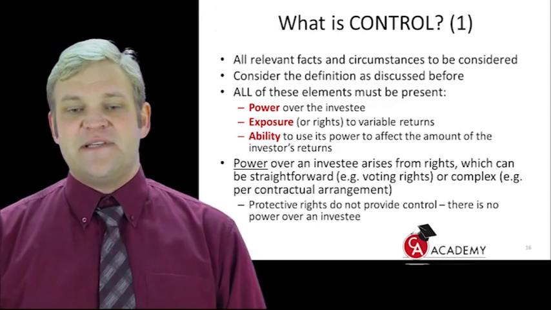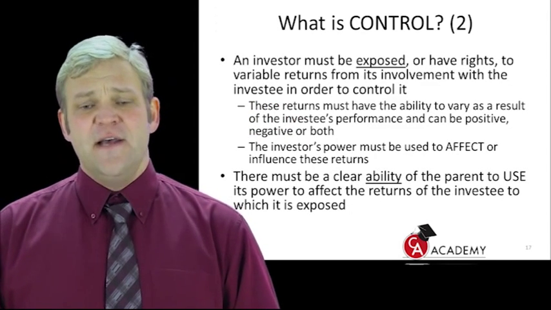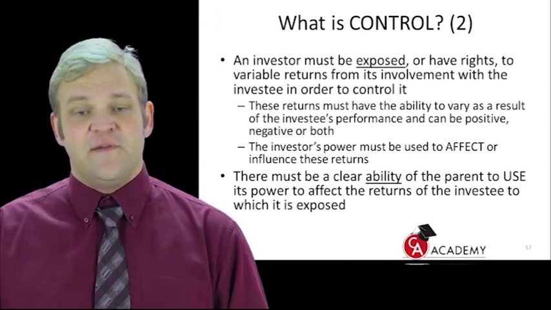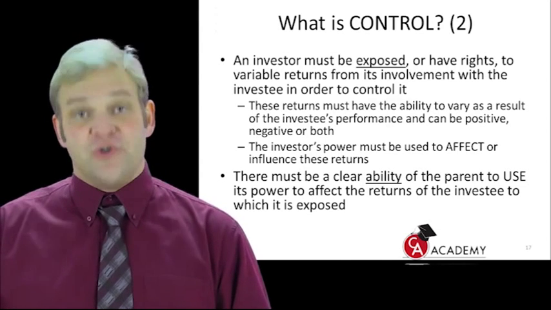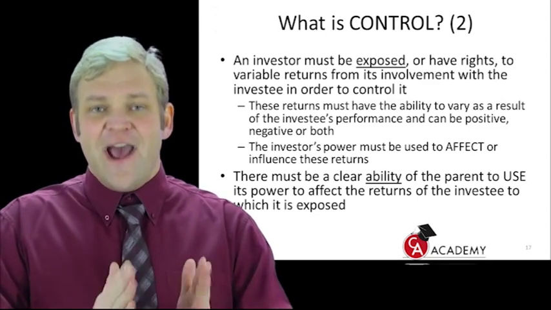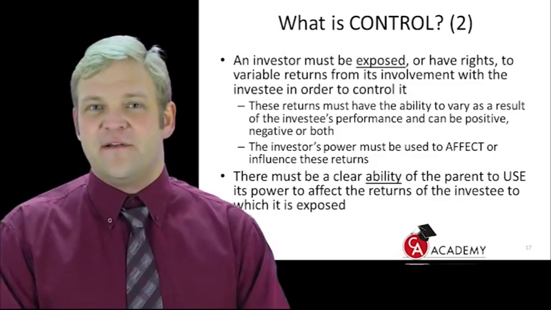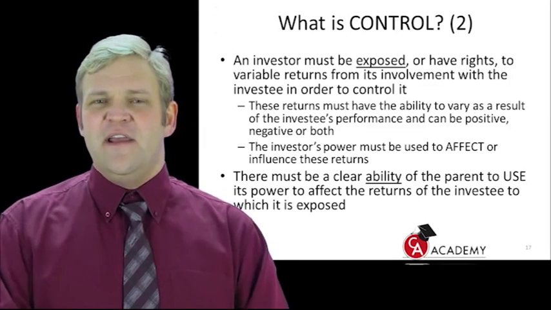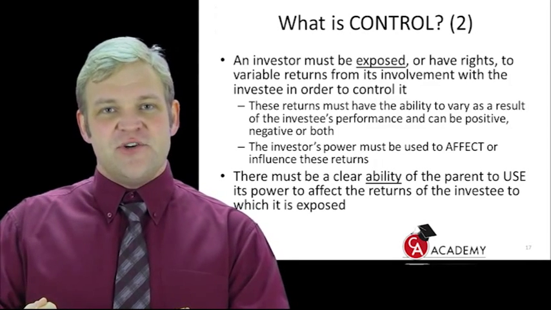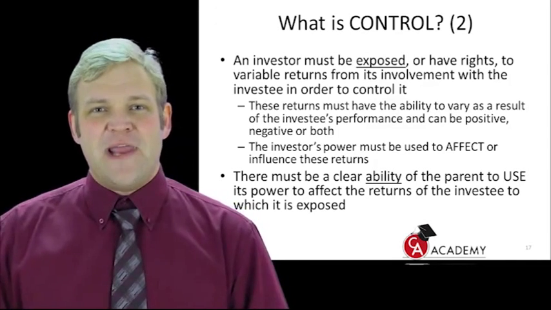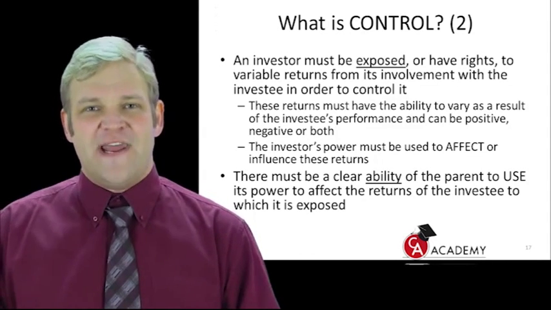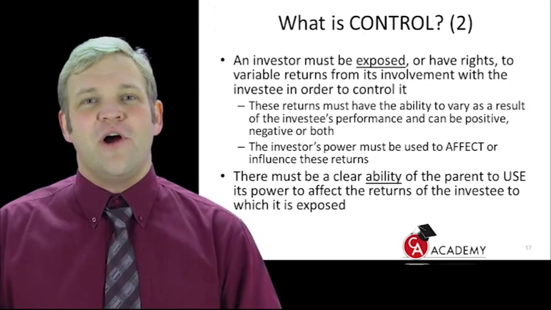Let's move on to slide number 17. An investor must be exposed to or have rights to variable returns from its involvement with the investee in order to control it. All right? So this means that no party that has a fixed outcome, like a fixed preference dividend, all right? No party like that. If you're a debenture holder, what are you getting? You're getting 10% interest on your debenture and you're getting your capital paid back. Does it matter how the entity performs financially? No, you don't have control over that entity.